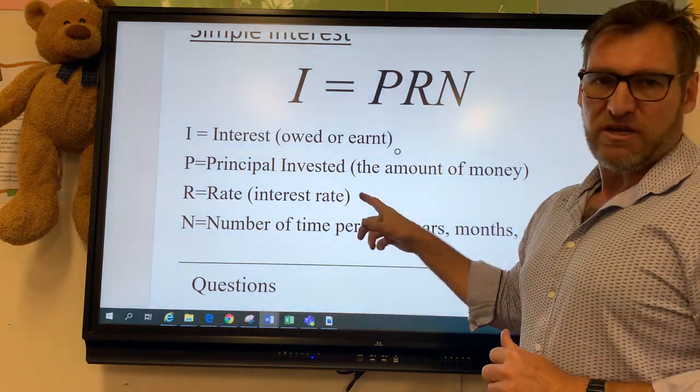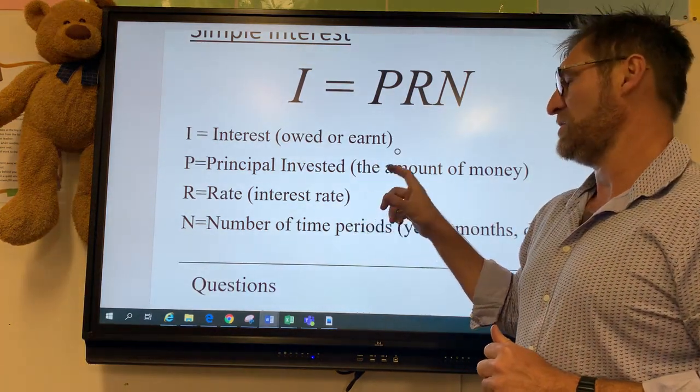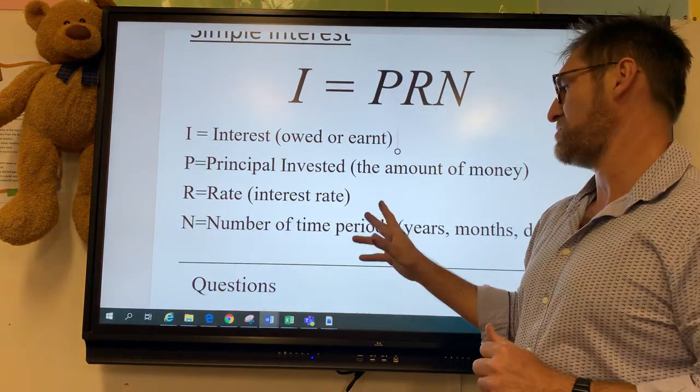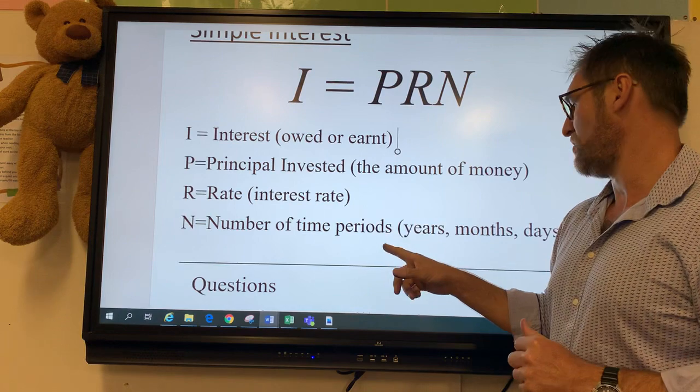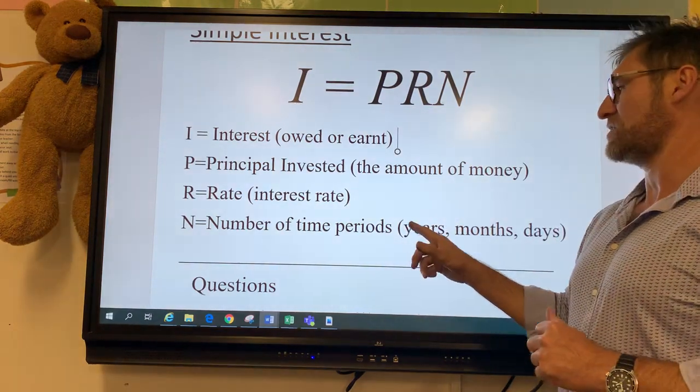R is the interest rate that the bank gives you. Usually it's a per annum, a yearly rate. So 4%, 3%, 3.2%. N is the number of time periods: how many years, how many months, days you're going to chuck into the bank for.